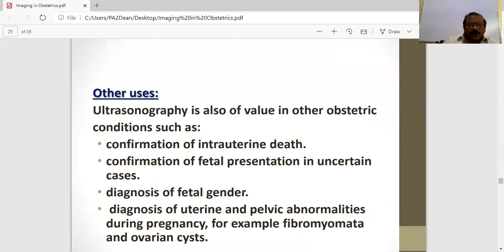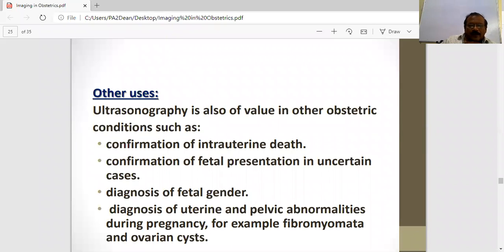Ultrasonography is also of value in other obstetric conditions, such as confirmation of intrauterine death. Whenever we do ultrasound and fetal cardiac pulsations are not seen, we confirm the intrauterine death. Confirmation of fetal presentation in uncertain cases: whenever there is polyhydramnios or a fatty abdominal wall, we can confirm the fetal presentation by doing ultrasound. Diagnosis of fetal gender can also be done by ultrasound.